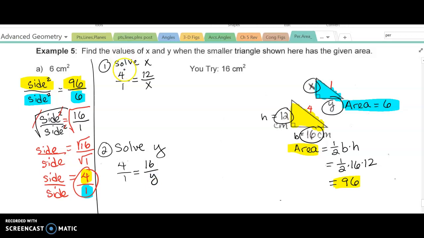Or if you want to use your proportional reasoning, we know that this is times 3, so this would be times 3. You can also cross multiply. Either way, you get x to be 3. And on this one, if you want to use your proportional reasoning, this would be times 4 and times 4, so y would be 4. If you want to cross multiply to solve, you can.